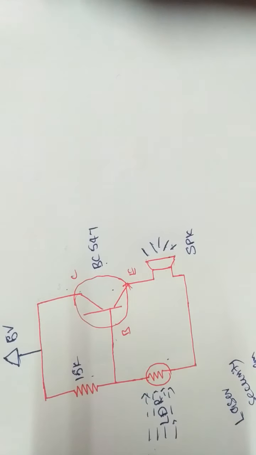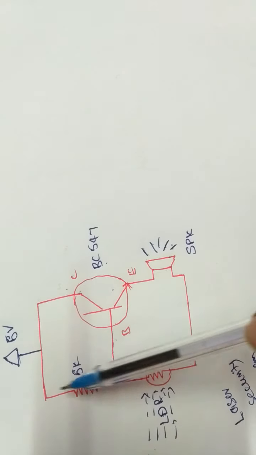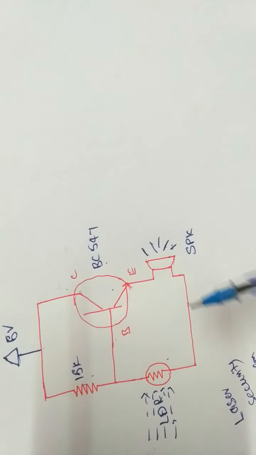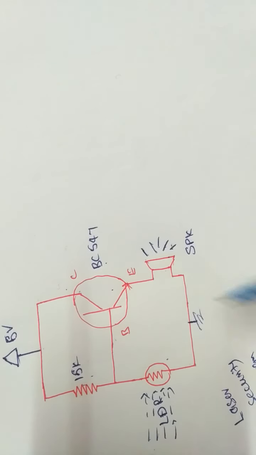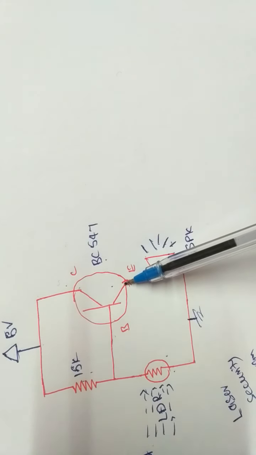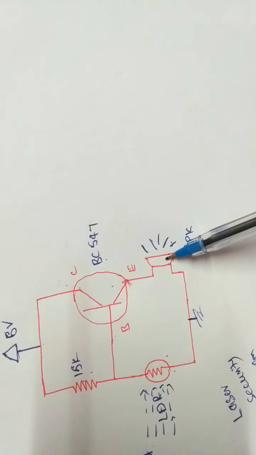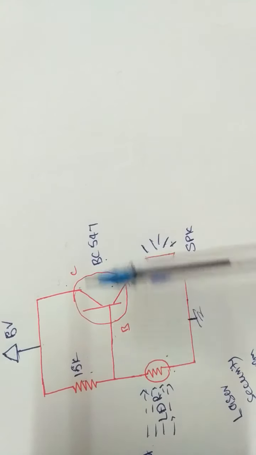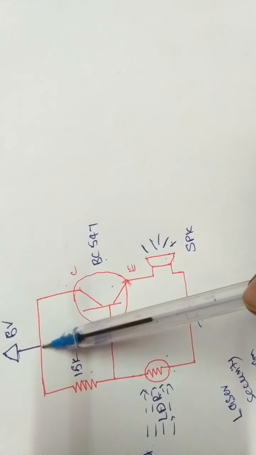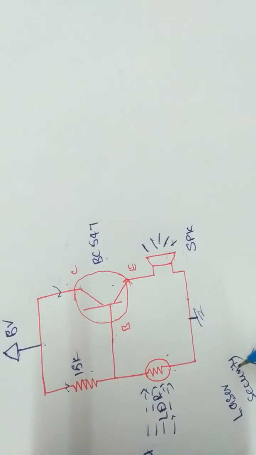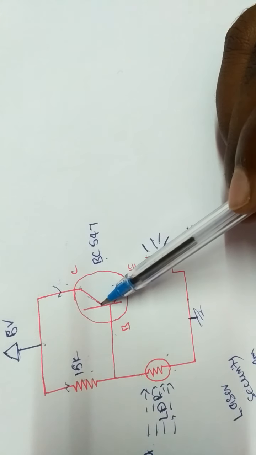And the base is connected to the VCC through a 15 kilo ohms resistor, and the base is also connected to the ground through the LDR. Next terminal, the emitter, is connected to the speaker or buzzer and grounded. For example, there is a power supply from here. Current will flow in this direction, right?